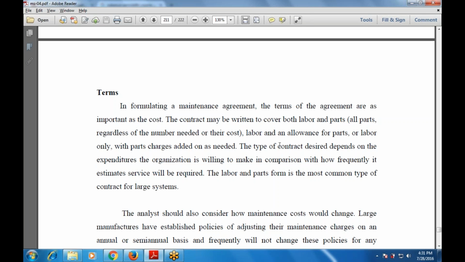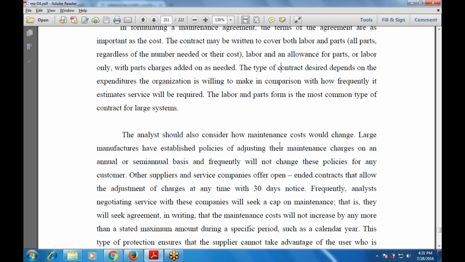So this depends according to the budget of the organization, which will make the comparisons, how frequently it will use or how frequently it will estimate the service if it is required. And the most common form is the labor and the parts form. That's the most common type of contract for a large system.